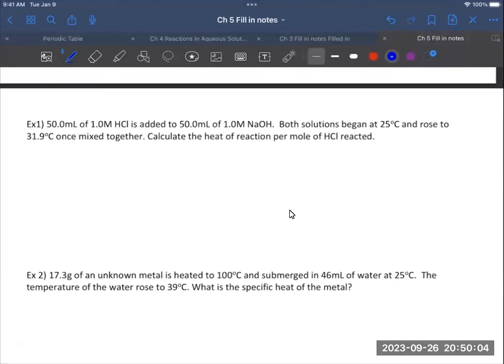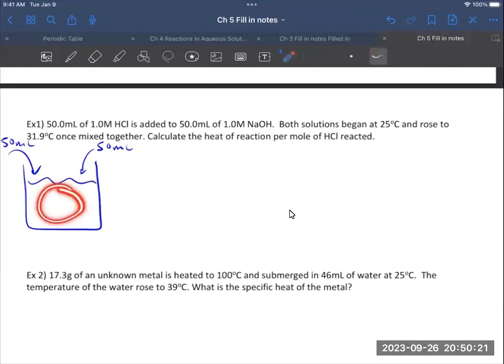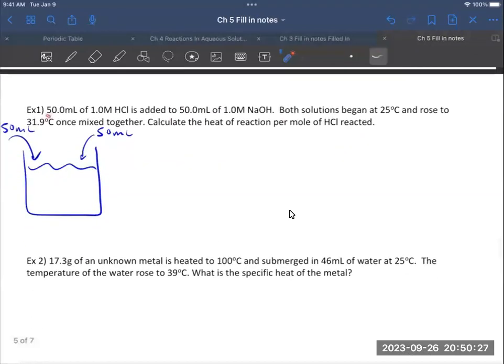I'm going to give you guys a little visual here. We are going to pour 50 milliliters of an acid and 50 milliliters of a base into our solution. Okay, so 50 milliliters of each one, into the same beaker, and we're going to watch them react. The solutions themselves started out at 25 degrees Celsius. So this guy and this guy started out at 25 degrees Celsius. However, once they reacted, they rose to 31.9. So 25 degrees Celsius, and then the temperature of these solutions rose to 31.9 once they were mixed together.